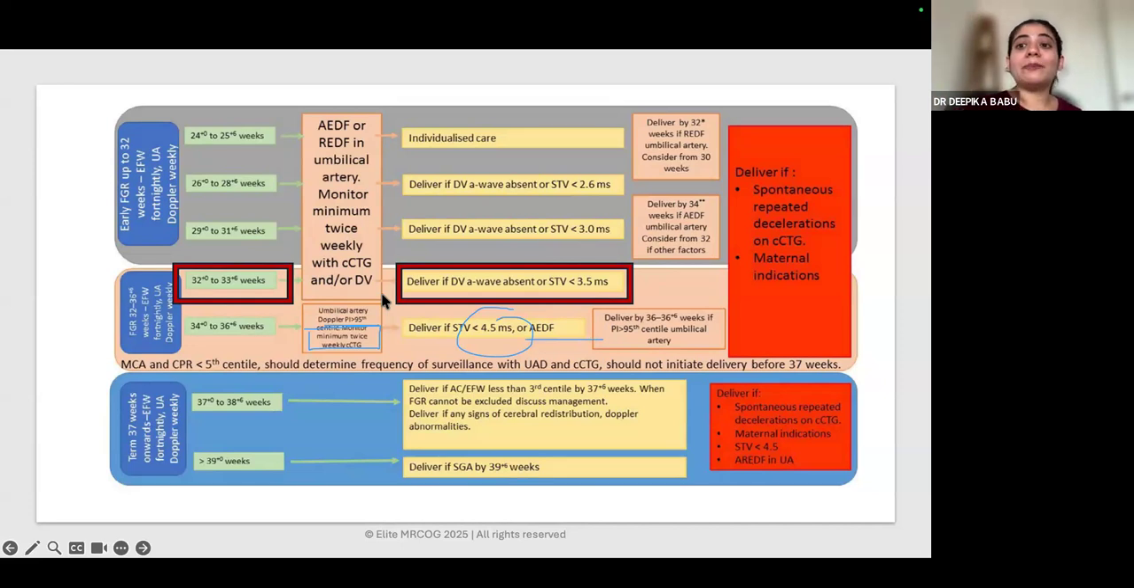The moment you see absent end diastolic flow, reversed end diastolic flow, ductus venosus abnormal in the form of A wave absent, or below the baseline, or reversed, or your computerized CTG abnormal in the form of short-term variation less than whatever the gestational age cutoff is there, in all these cases, irrespective of early or late onset, it is the cesarean section.